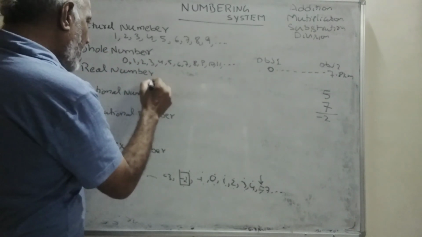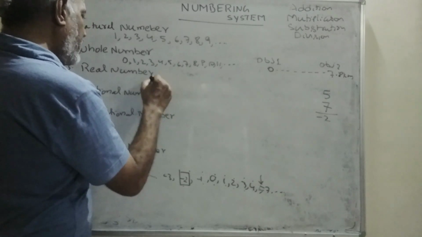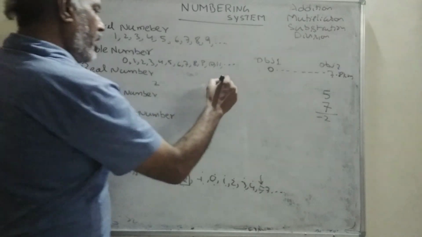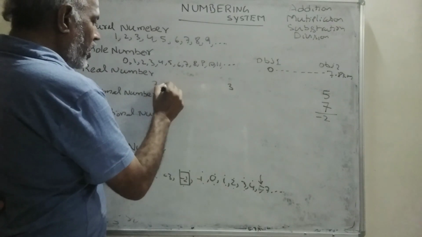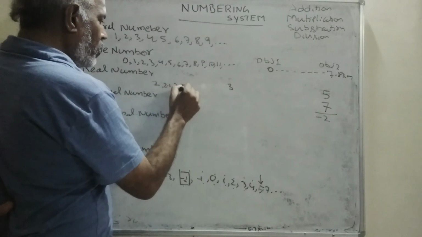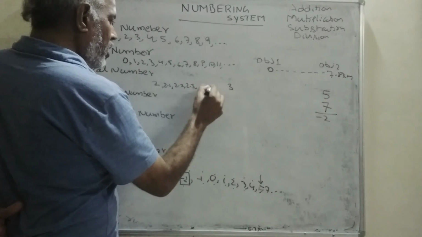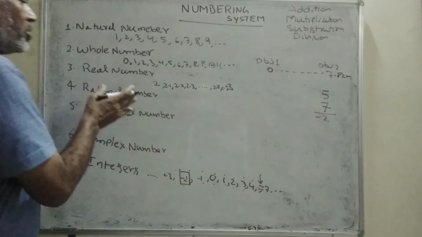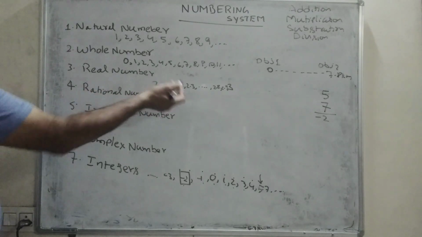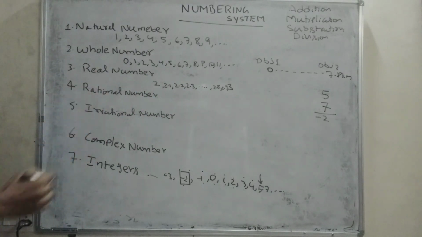So if you have 2 and 3, here you have 2 and here you have 3. Now between 2 and 3 we have 2.1, 2.2, 2.3, 2.8, 2.9 and 3. So if there is a decimal point, it is a real number.